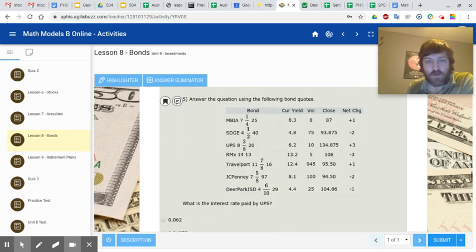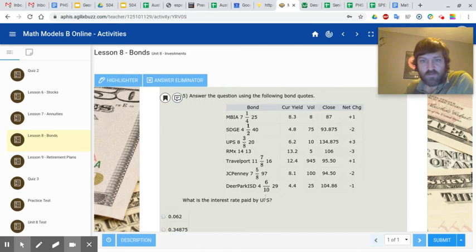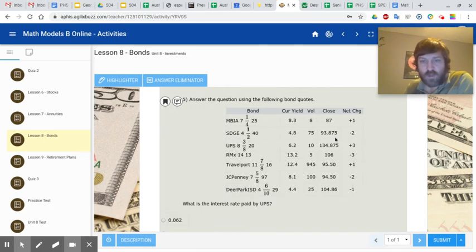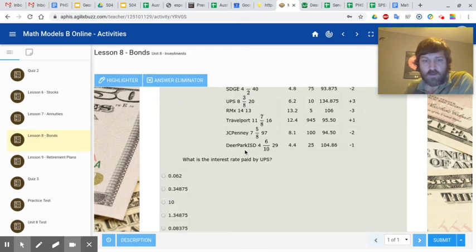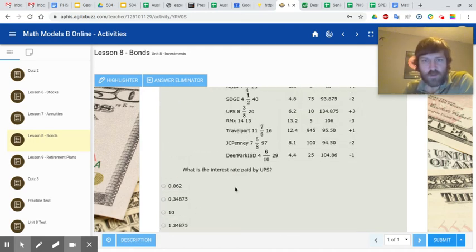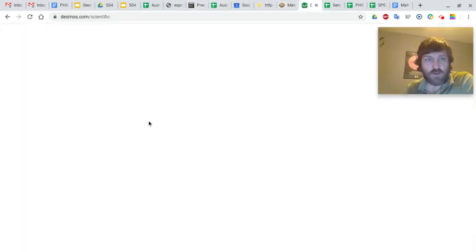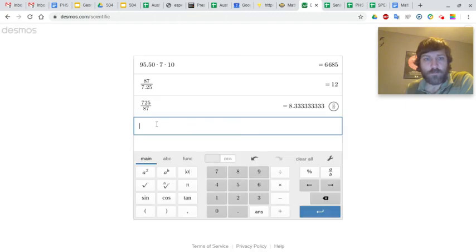That's pretty straightforward. A lot of these are going to be like this. What's the interest paid by UPS? So UPS is right here, and the interest paid is this number, 8 3/8. So when you look down, it's like, oh, wait, what are these numbers? So remember that 8 3/8 is a percentage, right? So you have to remember that to convert that into a decimal, I'll just show you what I mean.